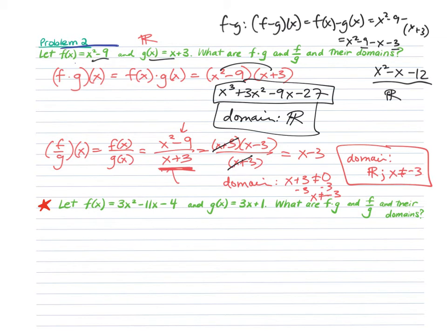All right, sorry about that. So try this one on your own. Do the multiply and the divide, and then state if there are any restrictions on the domain. Okay, press pause, check back for the solution.